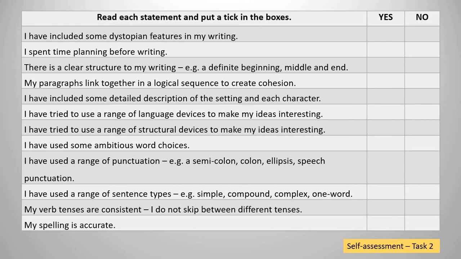When you've done that, I'd like you to have a read through this table. Tick yes or no to each of these statements. Now you can either copy them down, or I have attached this again to Go for Schools, so you can print it off if you're able to. Or you could just fill it in on the screen if you have access to a laptop.